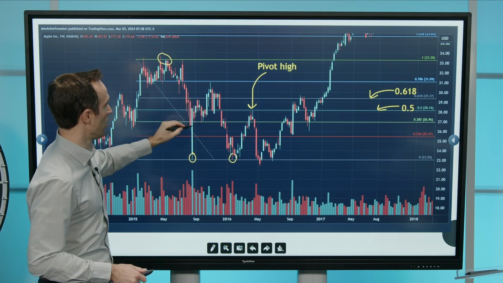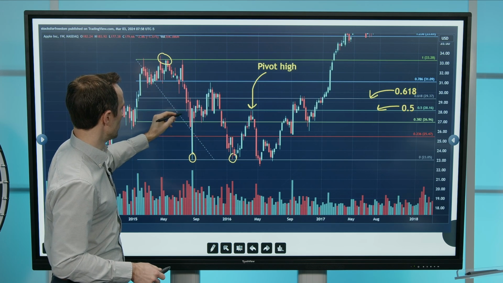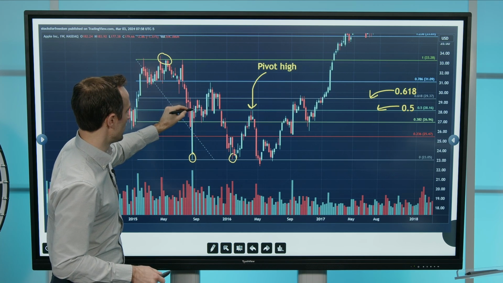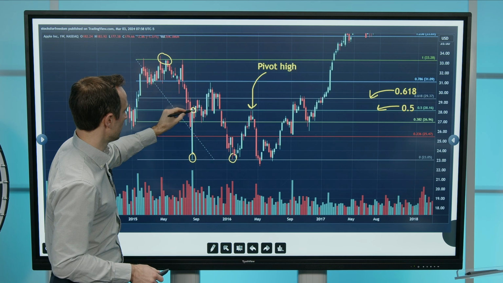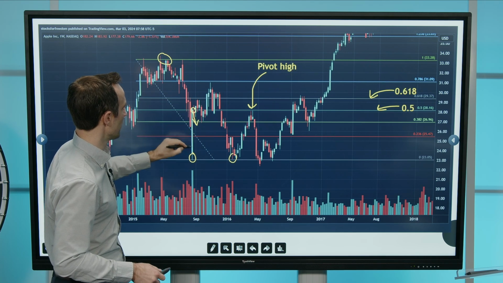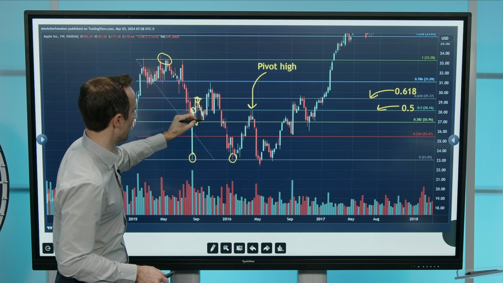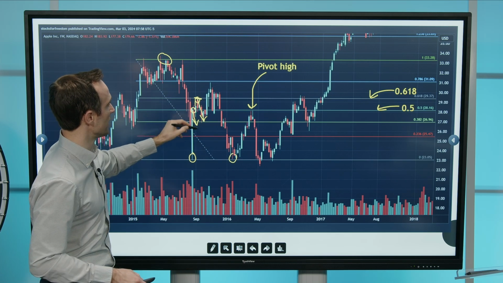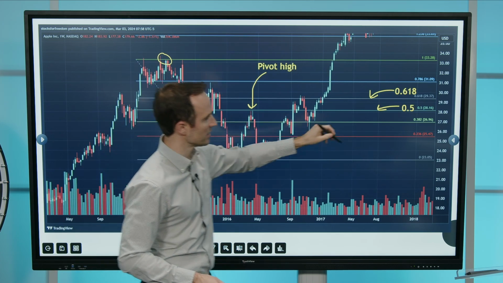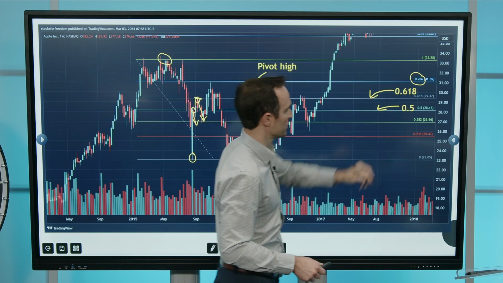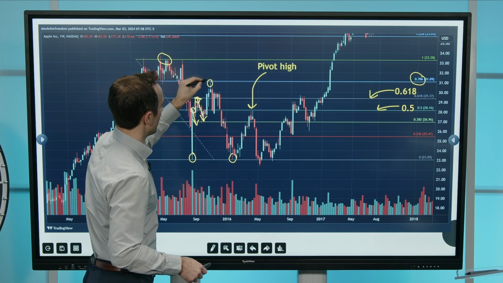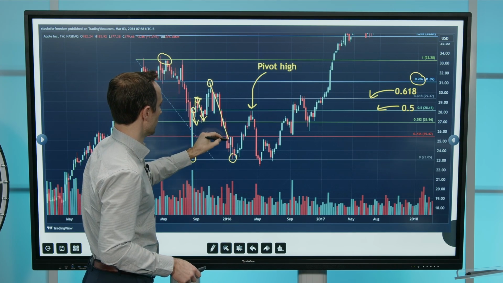This actually came all the way up to the 50% right here and then pulled back, right? Small pullback. Then it came up here to the 618 right here. This is the 618. And then it pulled back, right? And then finally it came up here to the 786, and it pulled back even further, all right?